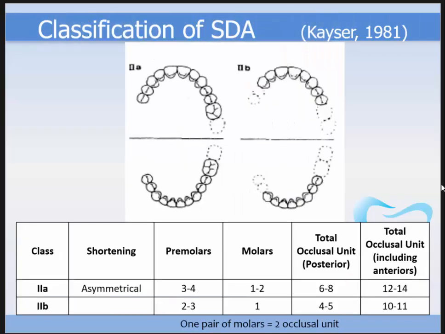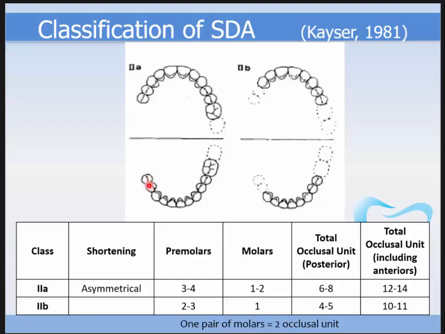So let's look at class 2. In class 2, the shortening is asymmetric, meaning you have 1 arch longer and the other arch shorter. The premolar patterns can be 2 to 3 or 3 to 4. Some of the molars are also missing. So similarly, you count how many premolars are present.